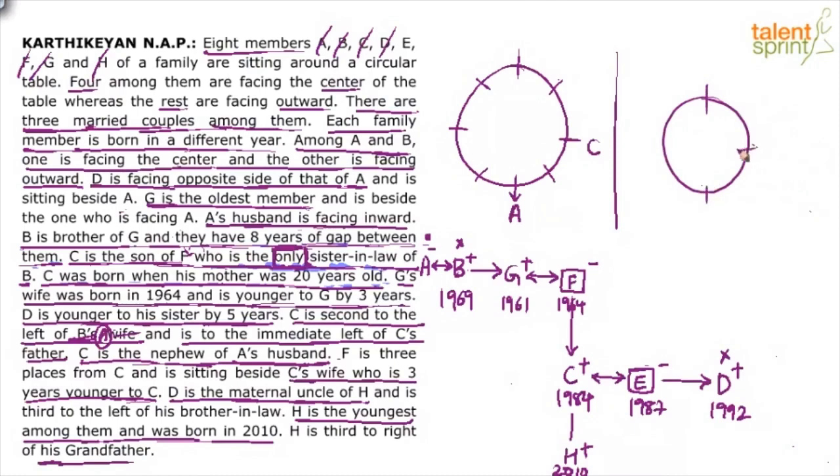So 1, 2, 3, 4, 5, 6, 7, 8. We have already marked A facing outwards and C in this position. The next point says C is second to the left of A and is to the immediate left of C's father. C's father is G. Now C is on the immediate left of G. But the immediate left of G cannot be decided until we know what G is facing, inwards or outwards.